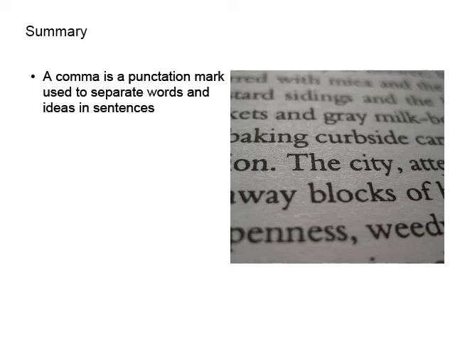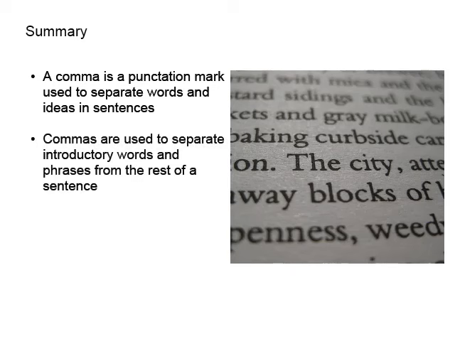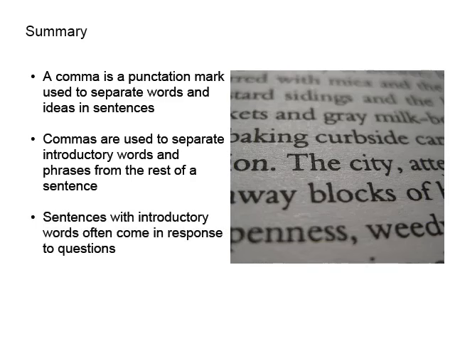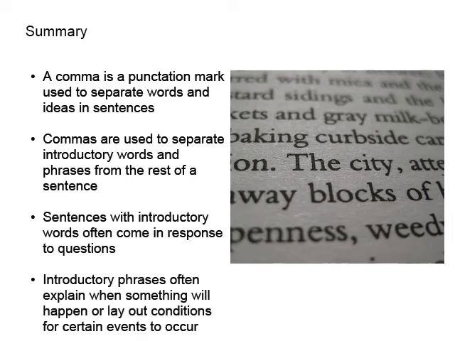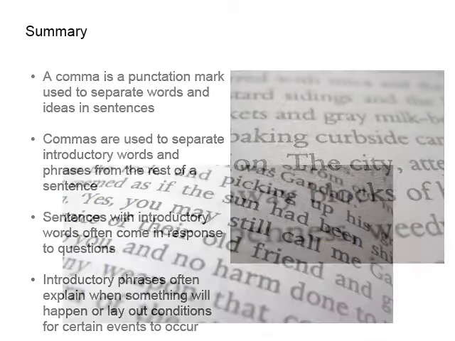So, in summary, a comma is a punctuation mark. Commas are used to separate words and ideas in sentences. They are also used to separate introductory words and phrases from the rest of a sentence. Introductory words and phrases come at the beginning of a sentence. Sentences with introductory words often come in response to questions. Introductory phrases often explain when something will happen or lay out conditions for certain events to occur.